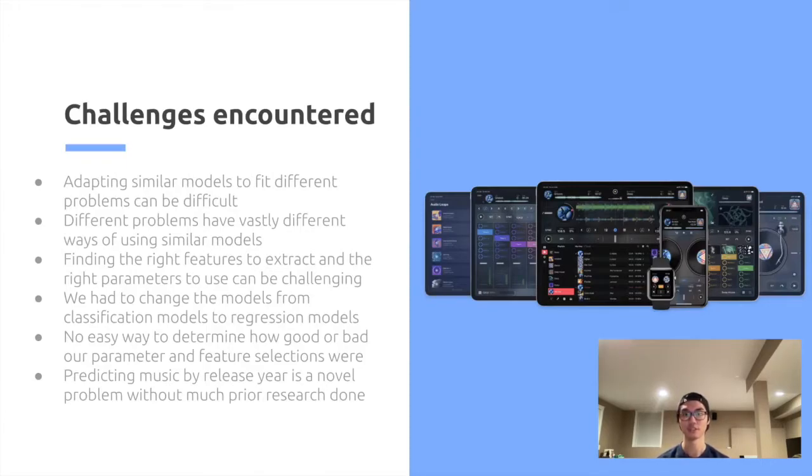Also, we had to change all the classification models in the original genre classification repo to be regression models because music genre classification is a classification problem, whereas music trending year is a regression problem. And also, after we trained our models, it was hard to determine whether our models were performing ideally because there are no other models to compare it to, given that music trending year prediction is a novel problem that hasn't really been explored before.